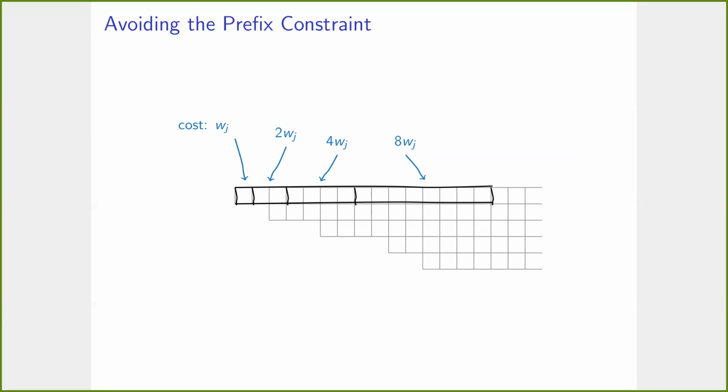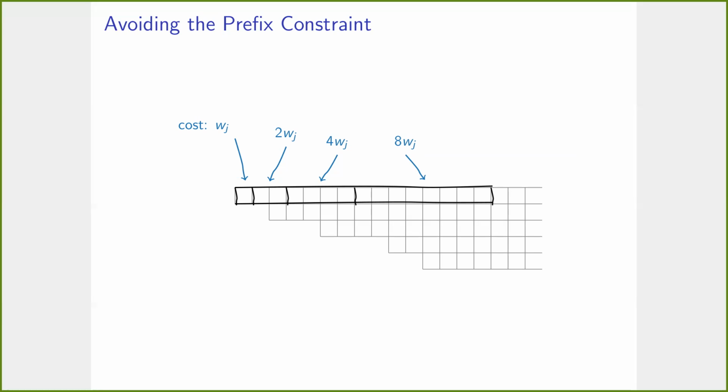Let's take again the same picture, and let's do a geometric grouping of the squares in each row. So I will group the squares together in some exponentially growing way. I'll take the first square, then I will take the next 2 squares, then the next 4 squares, and so on.